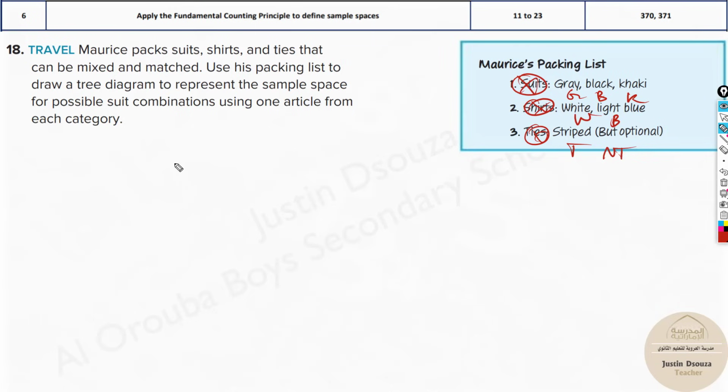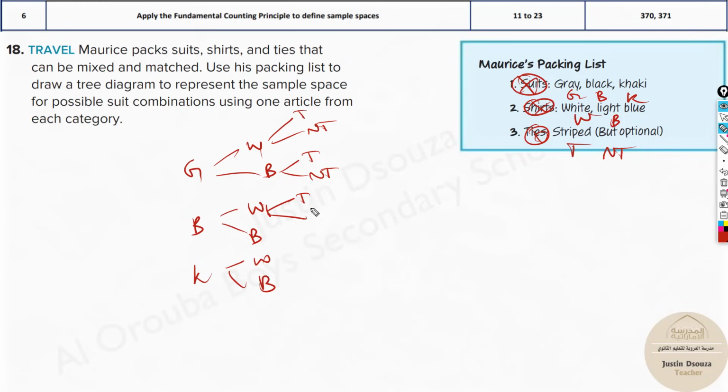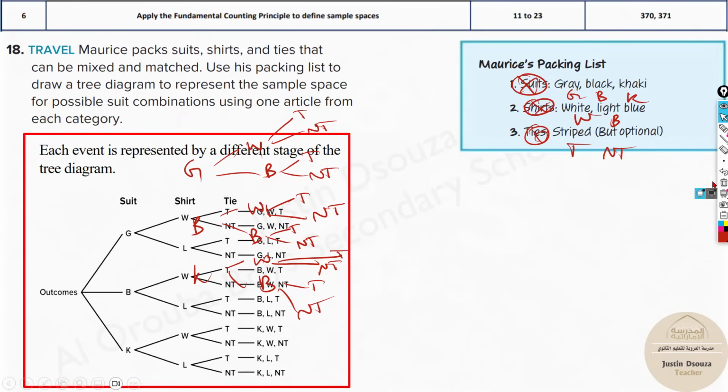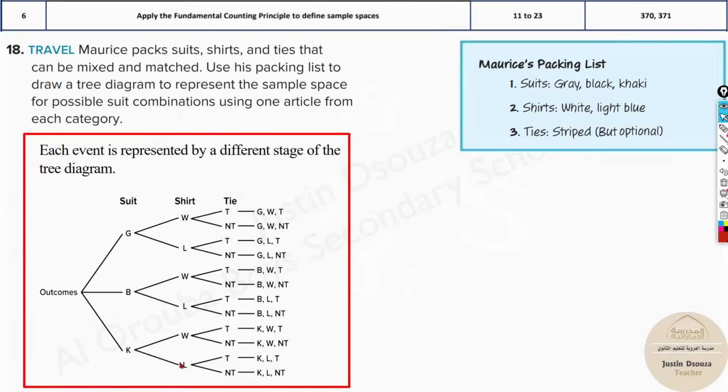So we have to put the suits first, gray, black, and khaki, G, B, and K. Then we have 2 options each way, that is white and blue, W B, W B, and W B. Over here, there is again 2 options, tie, no tie, tie, no tie, tie, no tie. Again, we have tie, no tie, and lastly tie and no tie. Now this is a rough tree diagram. Over here, if you see GWT is one possible outcome. Then there is GWNT, GBT, GBNT. So these are all the possibilities, okay? So they have asked you to find all the possible outcomes. So you can see with the suit there is 3, shirt there is again 2 for each category, and then tie also there's 2 categories for each, and then you write out all the possible outcomes.